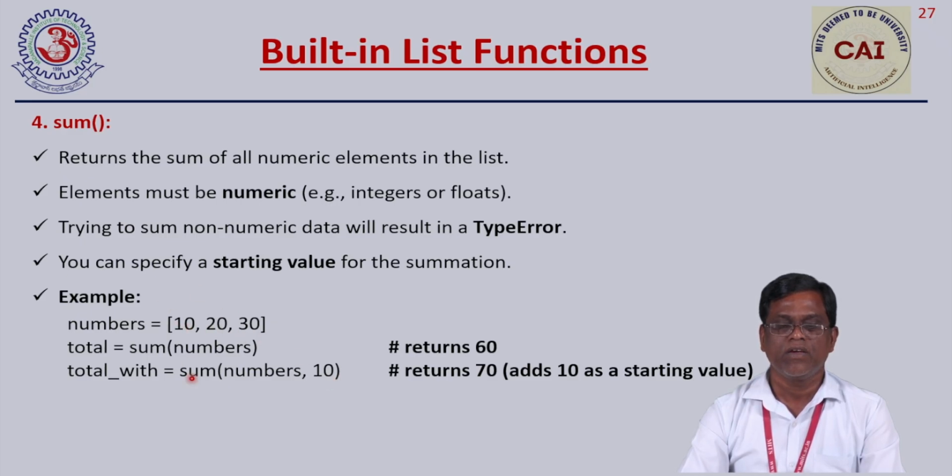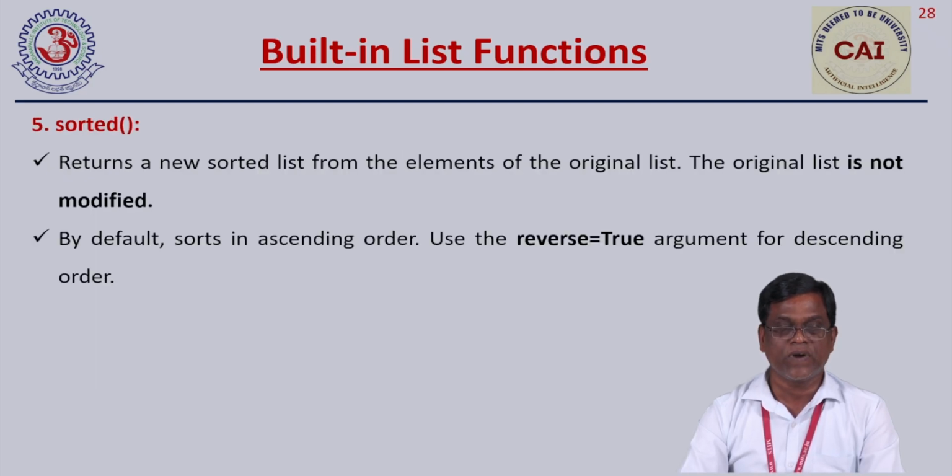So finally we are going to get the value as 70 here. So the next function is the sorted function. It returns a new sorted list from the elements of the original list, and the original list is not modified. See, the important difference that we have to observe here is, previously we discussed the sort method.